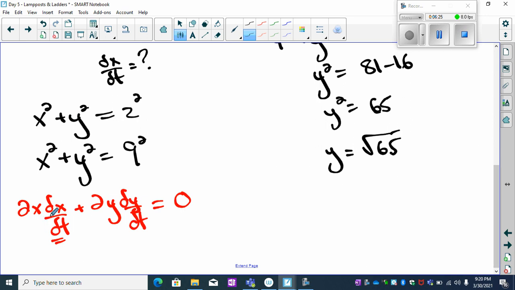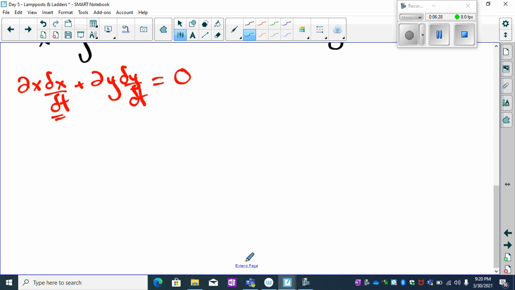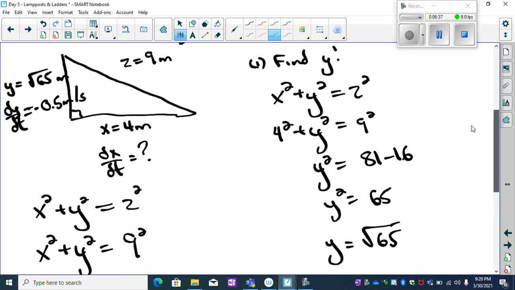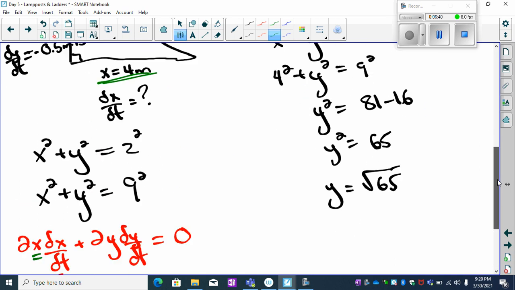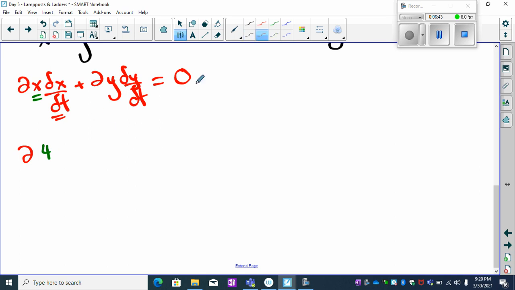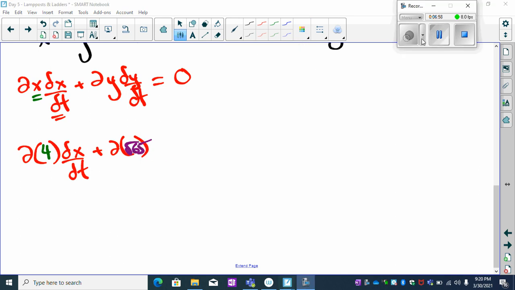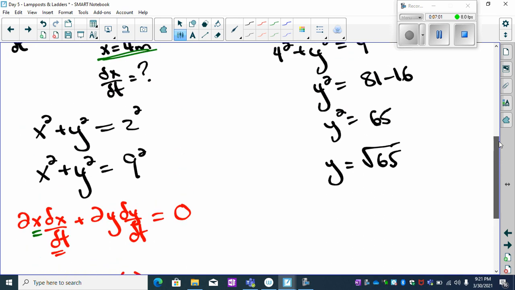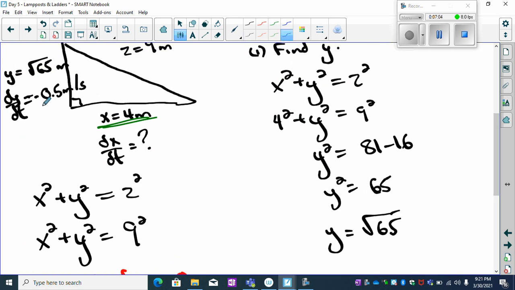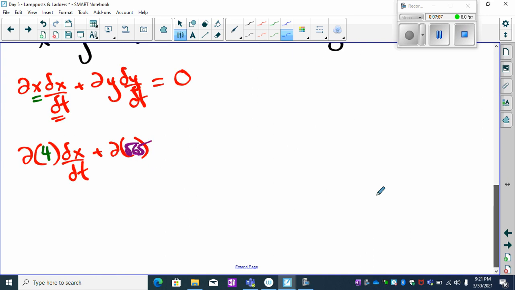We can convert it to a decimal in the end. All right, so now I'm good to go. I can fill in my x value. X was, let's go see, 4, I believe. Yep, x was 4. So it's 2 times 4 dx over dt, which is what we're looking for, the rate at which the bottom of the ladder is sliding away from the wall. 2 times y, I just found y to be the square root of 65. And I know my dy over dt, that was given as well. That's negative 0.5.